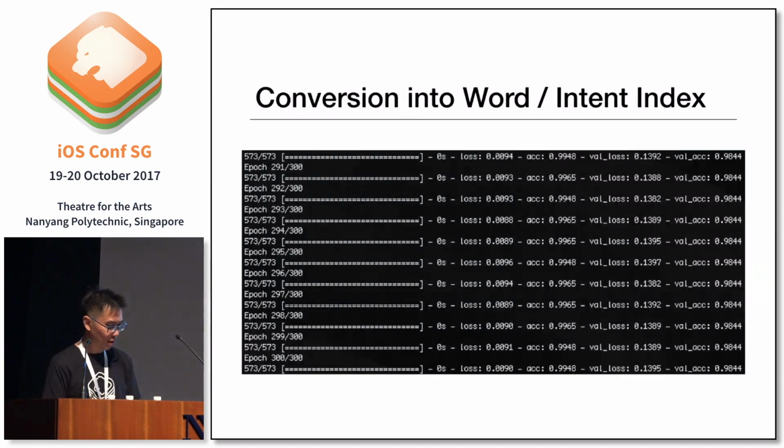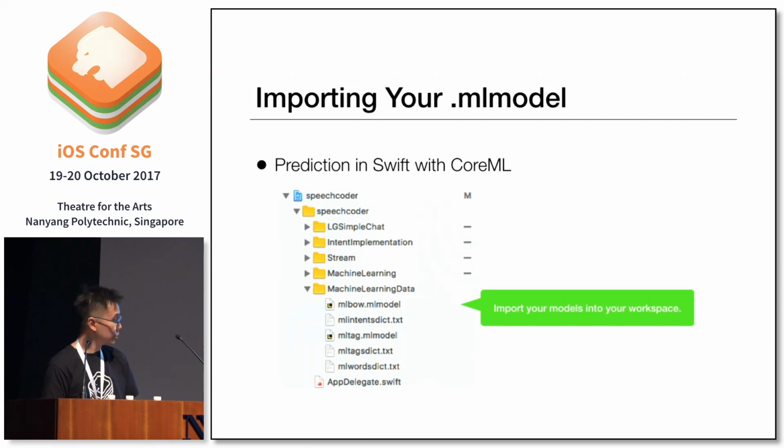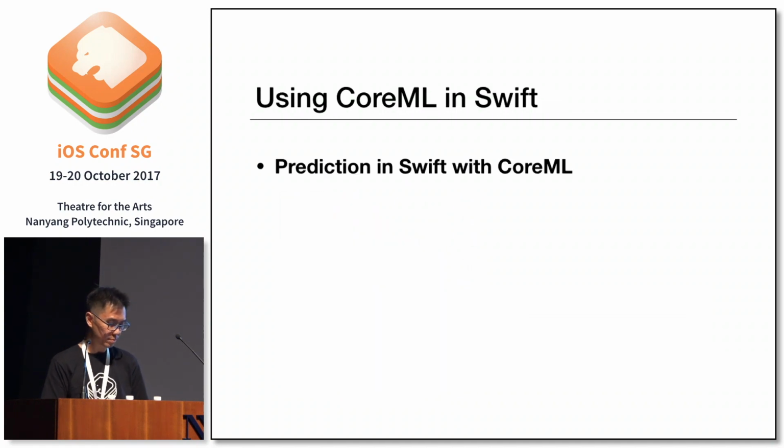All right, so once you do your training, Keras will spit out this. In our model, we actually have 99.5% accuracy for seen data, about 98% for unseen data. Once you have generated your ML model files, you can import them into your project workspace and make sure the target is set to your app. After that, Xcode will auto-generate the Swift wrapper classes for your model.